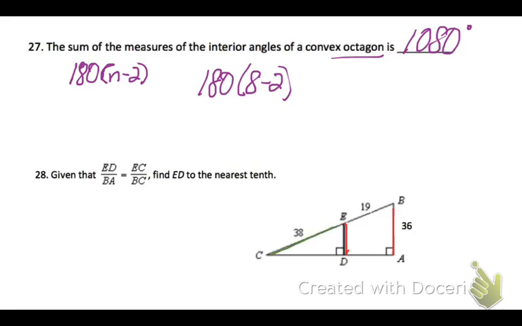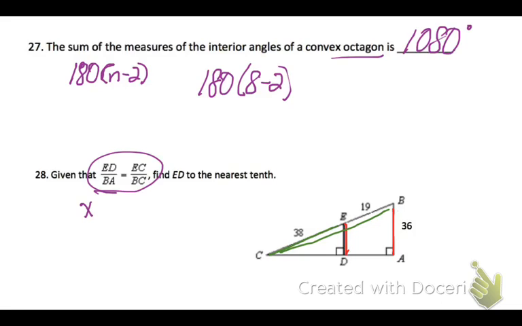Given that the length of segment ED is to the length of segment BA in the same ratio as the length of segment EC is to the length of segment BC, find the length of segment ED to the nearest tenth. Okay, so I'm actually going to use this proportion and just plug in numbers.